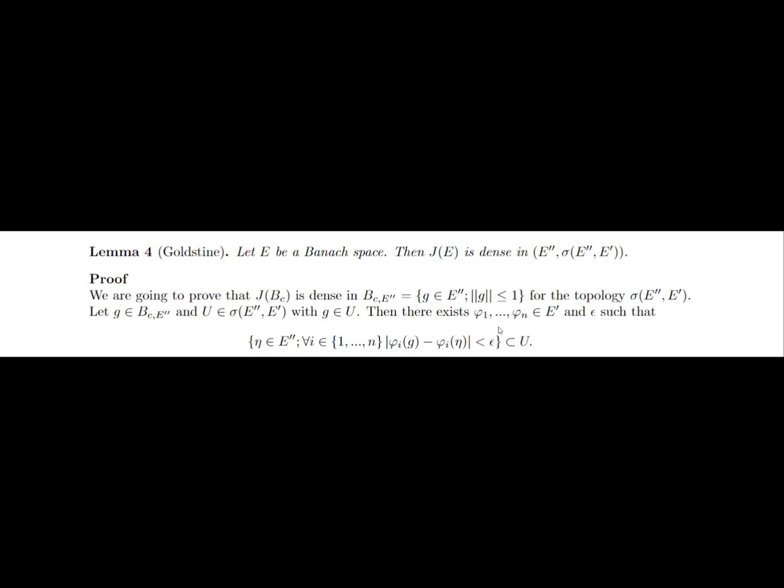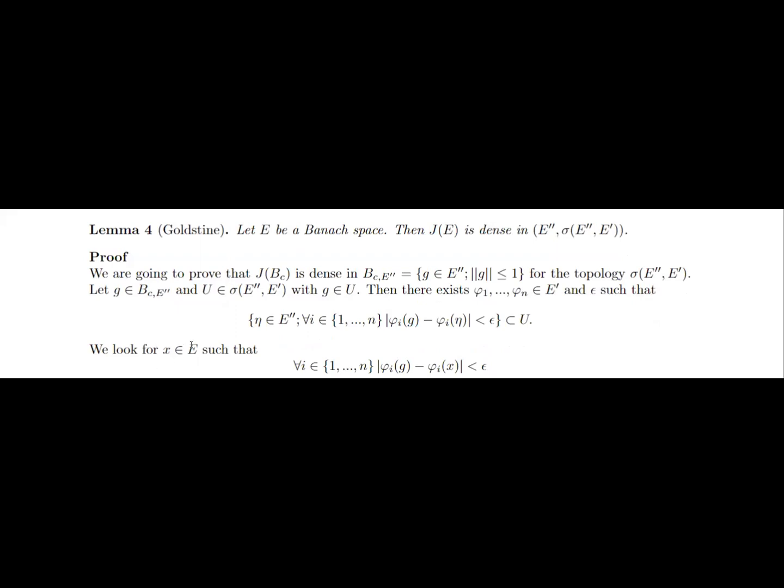But that's very good, because this looks like point one of my previous lemma. Now we want to prove that J of BC is dense. So we want to prove that there exists an X in BC such that X is in this set. It's not in E, it's in BC here; there's a typo. We look for X in BC such that this thing is verified. But this is exactly point one of my previous lemma.